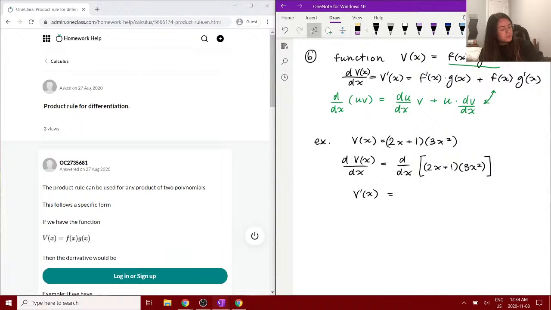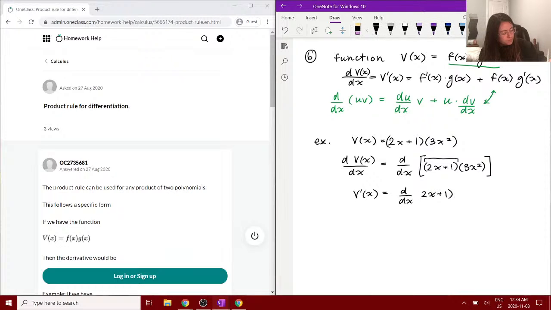So remember, the product rule states that you take the derivative of the first term. So in this case, I'm taking the derivative of 2x plus 1 first, okay? So the derivative of 2x plus 1 is just 2, because remember, 1 is a constant, so that would give 0. So you can just say 2. And then, how about I write it out like this first, so that it's the same as what we've seen before.